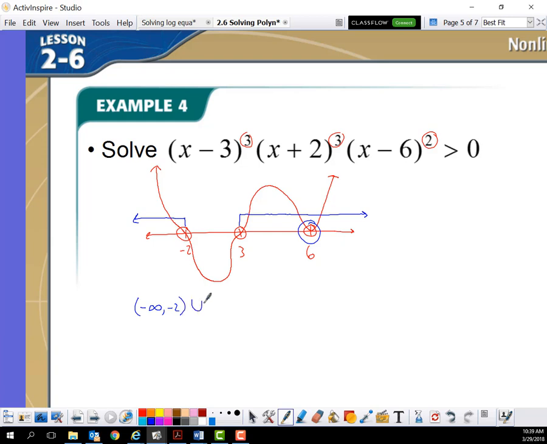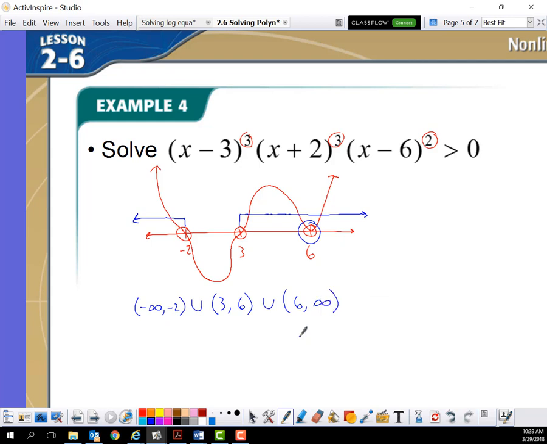The second set is I start at 3 and I go to 6, but I have to split this into 2 because remember 6 is an open circle. It can't equal 6. So I go from 3 to 6, and then my third inequality is from 6 to infinity.